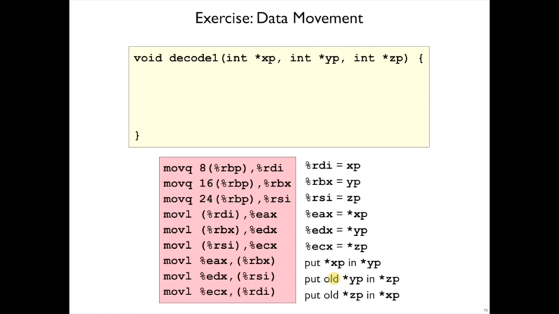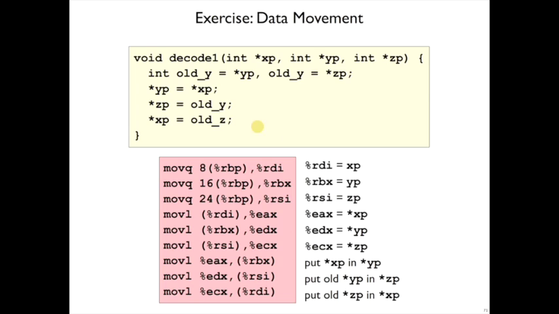So this decode function is a kind of rotation. It's taking the old z, moving x into y, y into z, and z into x.